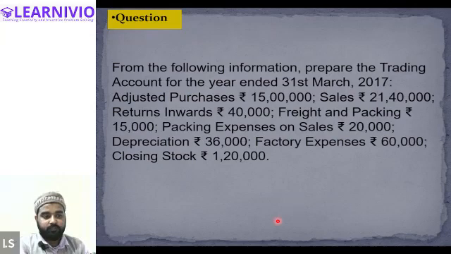Then the value of the sales is already given. Return inward is also given. Freight and packaging rupees 15,000, packing expenses on sales 20,000. Then we have the information regarding the depreciation, and then there is factory expenses, and finally the closing stock. So Alexander, will you be able to prepare the trading account of this question, please? Yes, sir. Please try this. I'll try.